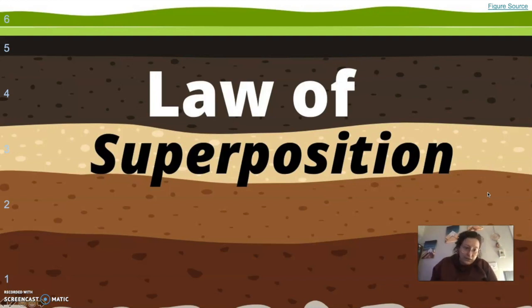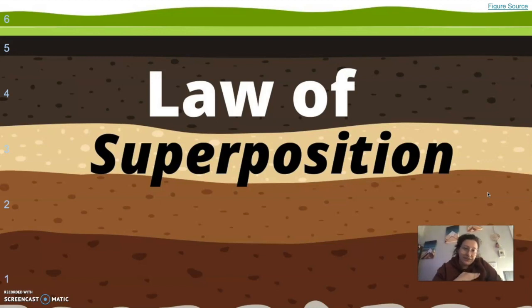Next is the law of superposition. You can see on the left there's numbers, but the numbers start at the bottom. That's because the bottom layer is deposited first. In that valley, you know that the bottom layer was, say, deposited by a river. And then there's a layer on top of that, and then a layer on top of that. Superposition. Position, where it's located, and then super, meaning above and above and above.